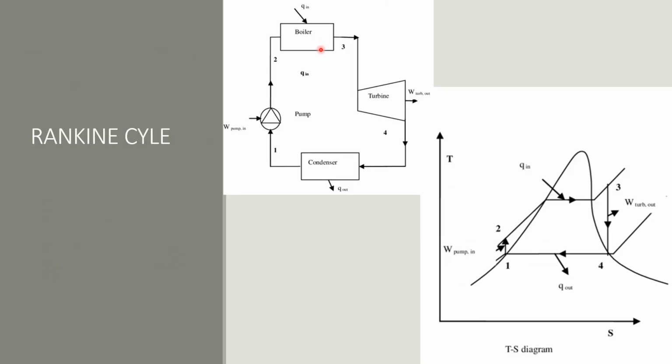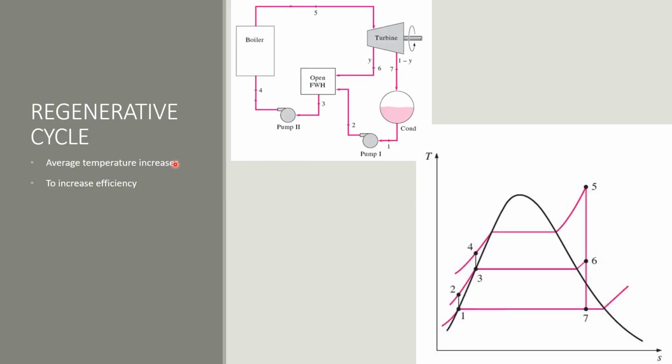Next, we have a Rankine cycle. We have a boiler which produces heat using the coal, and this heat produces steam that is passed through the turbine, which produces work output. We have the work output over here, the 3 to 4 process. Then it is passed through the condenser, which releases the heat, the 4 to 1 process. We have a pump over here which pumps the water back to the boiler.